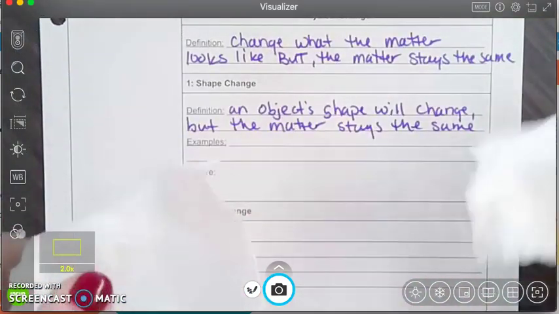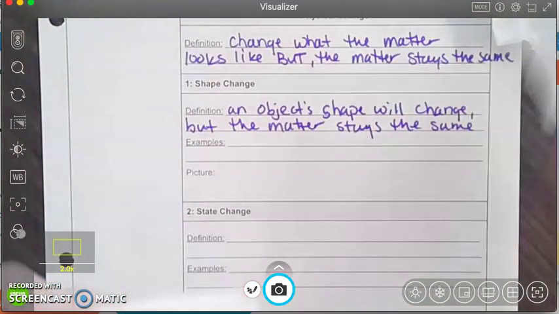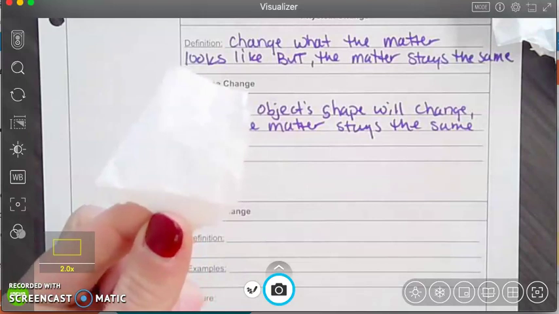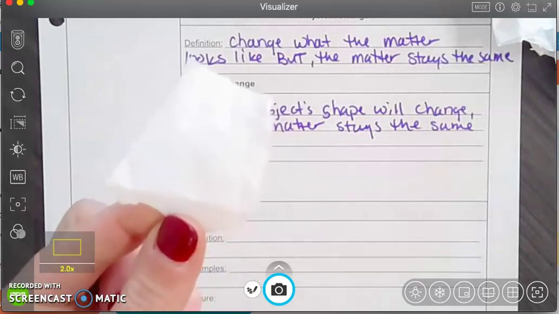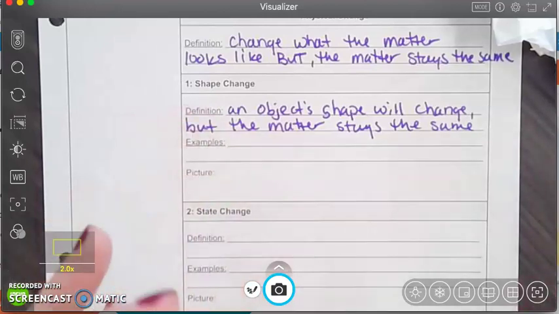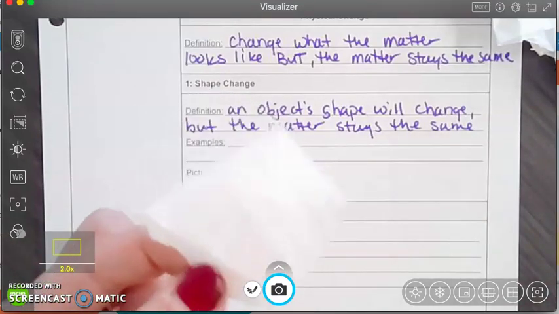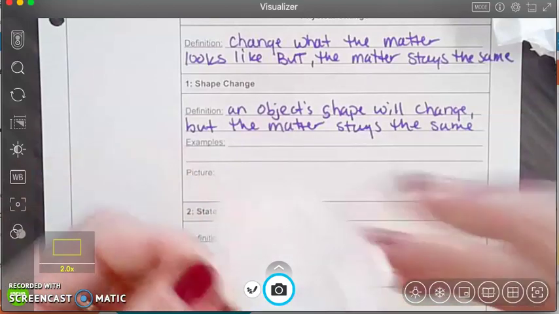I'm going to rip it again, and again, and again. And now all of a sudden, I have a piece of paper that looks like this. So this looks way different than my big normal sheet of paper. But the matter has stayed the same because it is still matter.